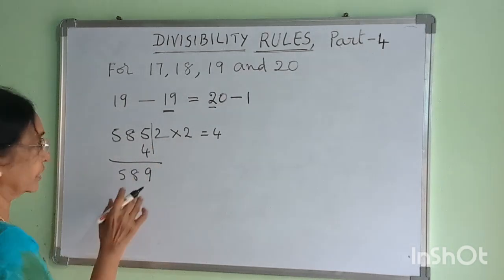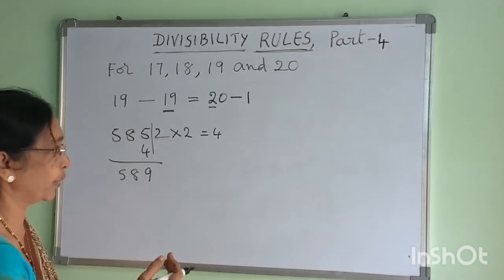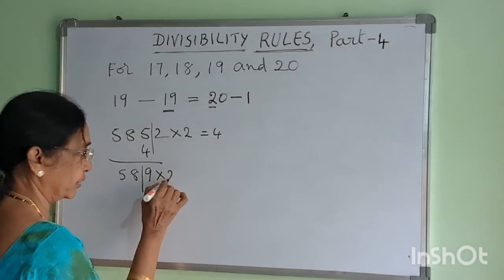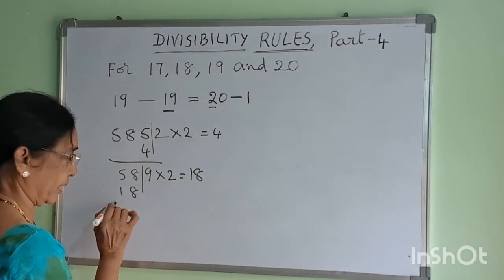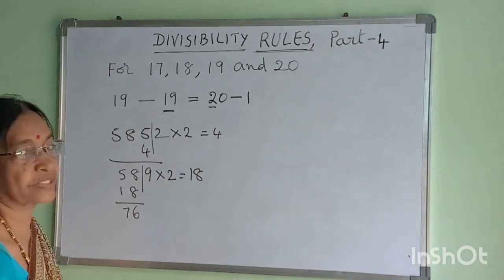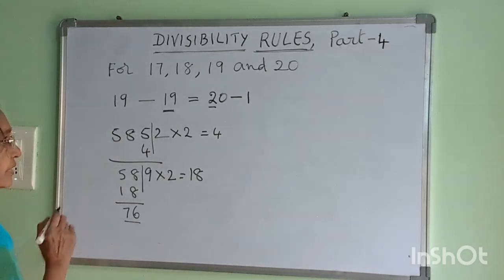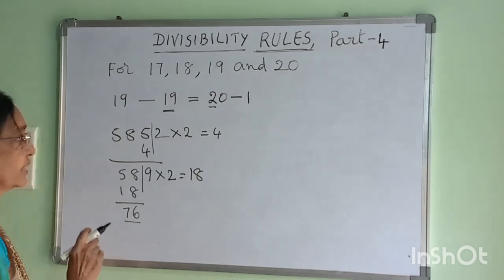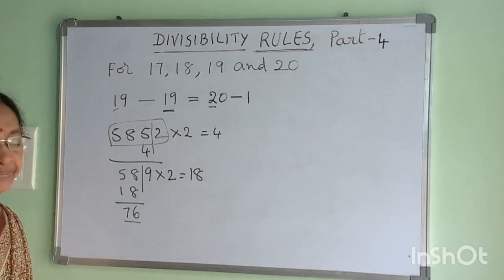Again we can't say whether this number is divisible by 19 or not. So apply the same process again. Separate the units digit, multiply it by 2, 9 twos are 18, and add it to the remaining number. We get 58 plus 18, 76. 76 is a multiple of 19. 19 fours are 76. Therefore, this number is divisible by 19.